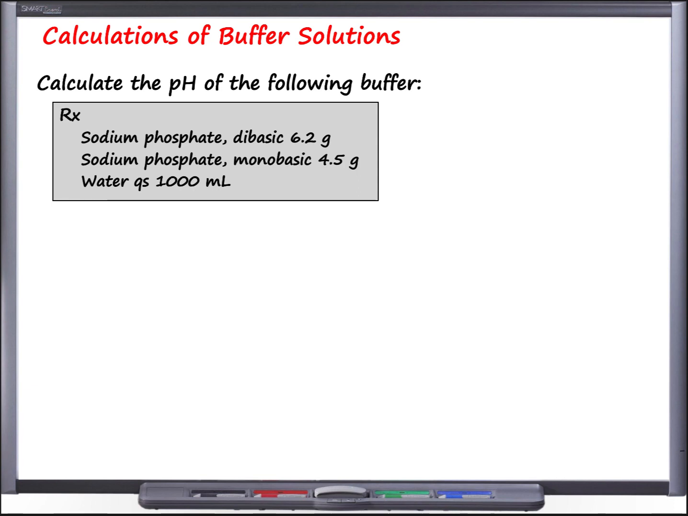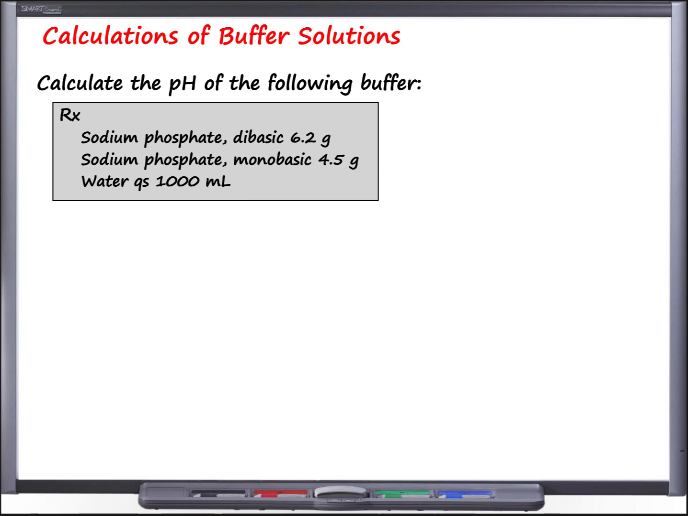So let's look at this question. The question asks us to calculate the pH of the following buffer solutions. We don't have to figure out the buffer; there are very standard formulas to use. The prescription calls for us to use 6.2 grams of dibasic sodium phosphate in combination with 4.5 grams of monobasic sodium phosphate. You take those two solid ingredients, mix them together, and dissolve them into a final volume of 1,000 milliliters. That's the formula for our buffer solution, and the question just wants us to calculate the pH of the solution that results.